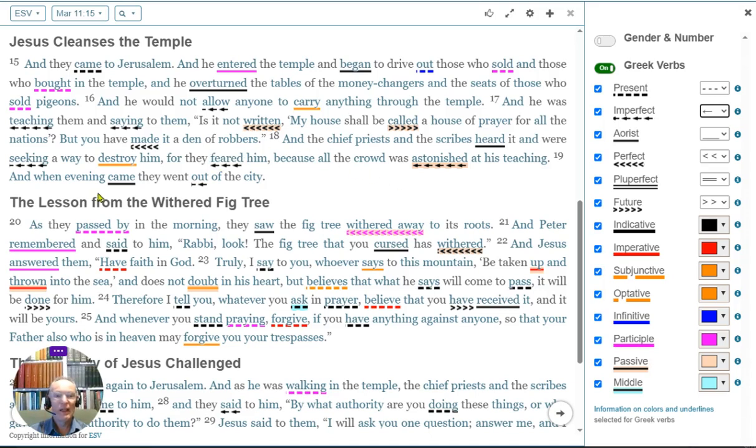And then when evening came, the aorist. It's not a tense telling us it happened then. This was just the next thing that happened as part of the narrative.